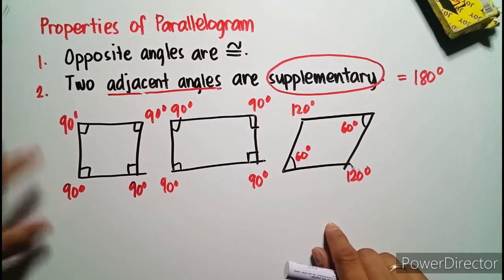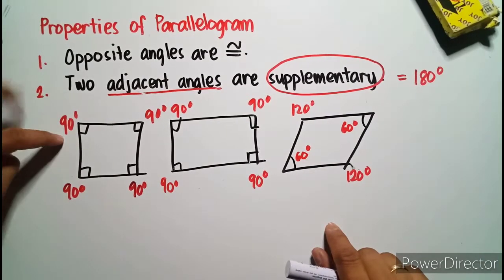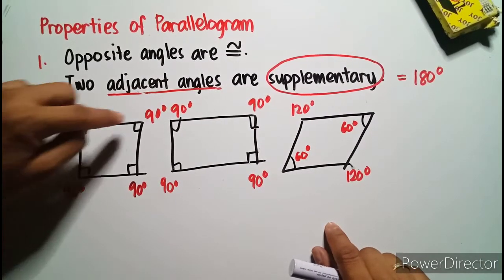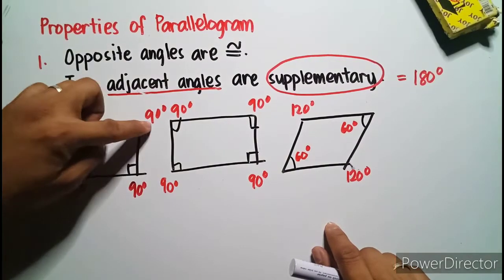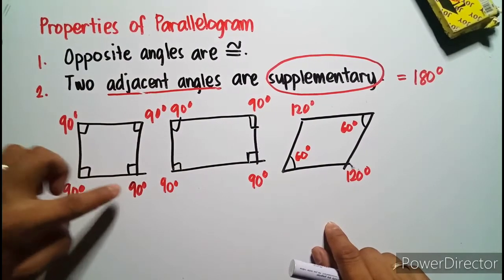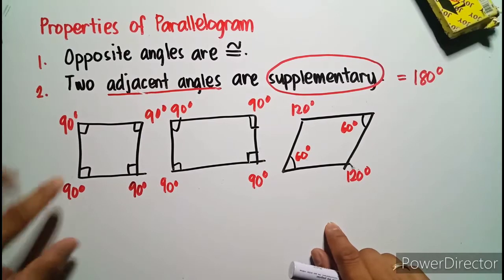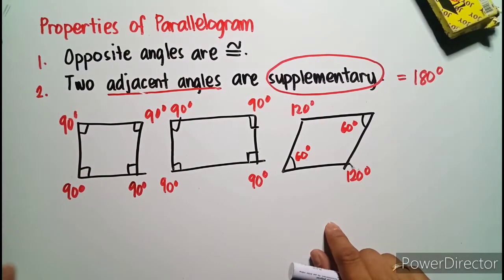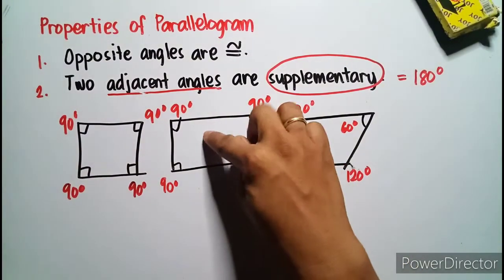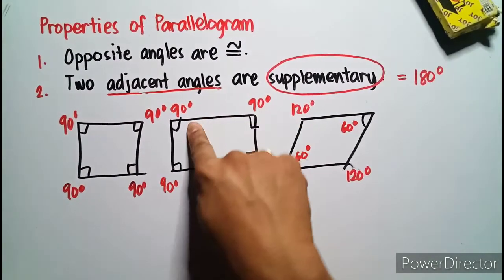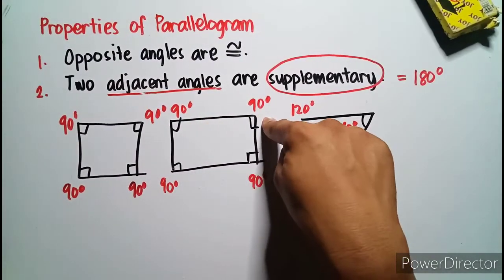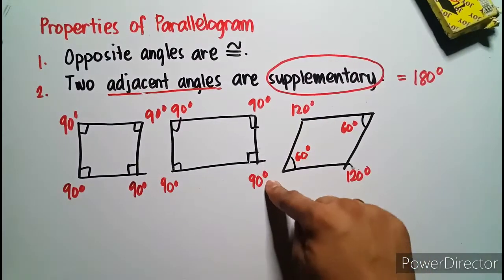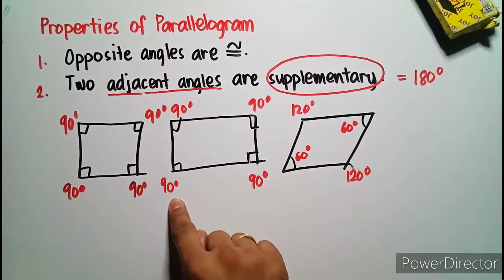So, kuha tayo ng magka-adjacent angle. So, ito. Dalawang ito, adjacent angle. 90 plus 90, 180. 90 plus 90, 180. So, two adjacent angles are supplementary. Dito naman sa rectangle, 90 plus 90, 180. Ganun din sa rectangle.